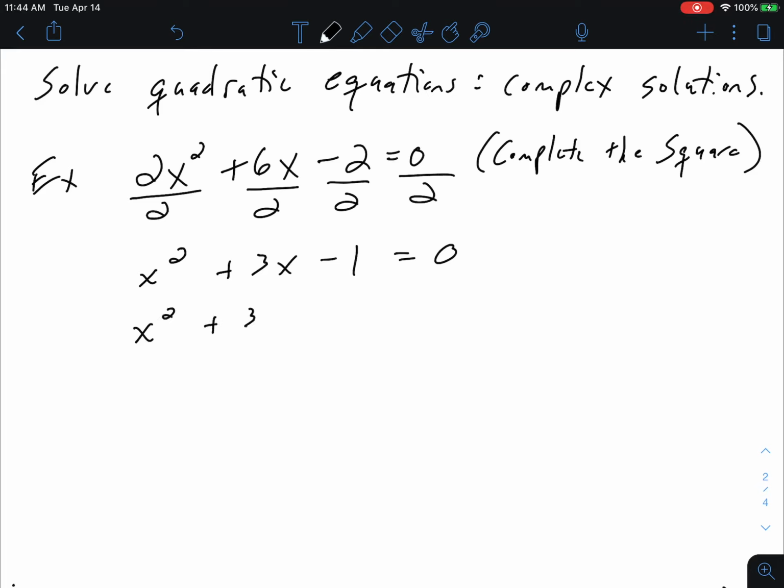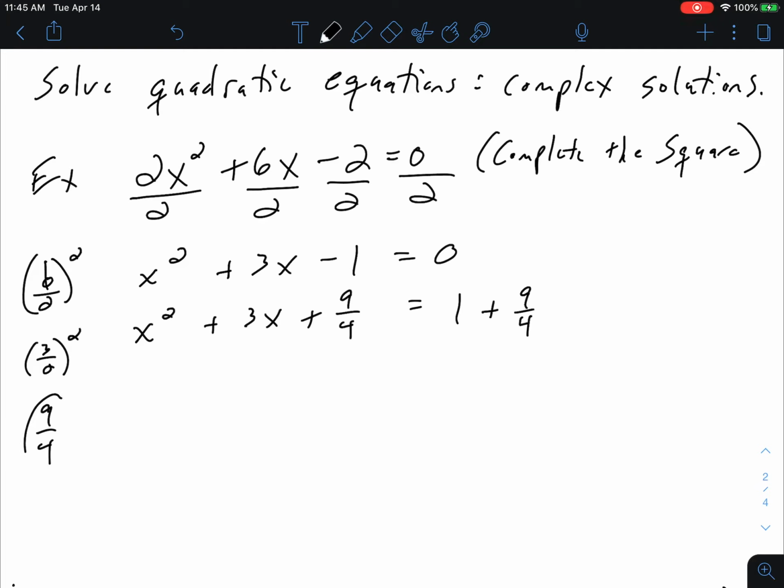Then you're going to vacate that c spot. So add 1 to both sides. And then you're doing your little magic trick, b/2 squared. b in this case is 3, so 3 over 2 squared would give you 9/4. You're going to add that here, and you're going to add that here.